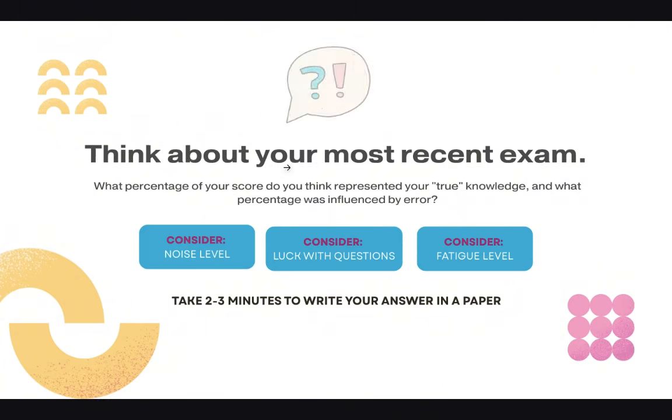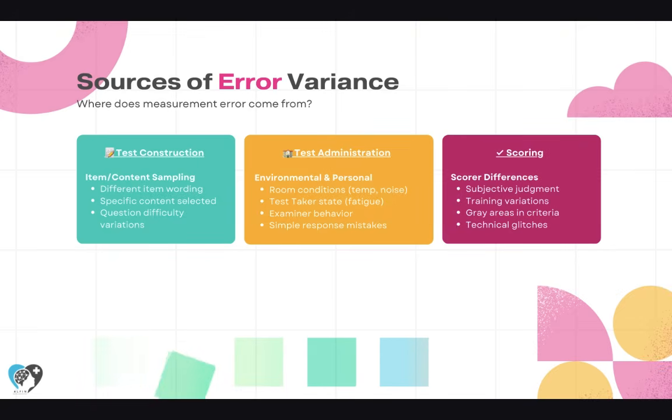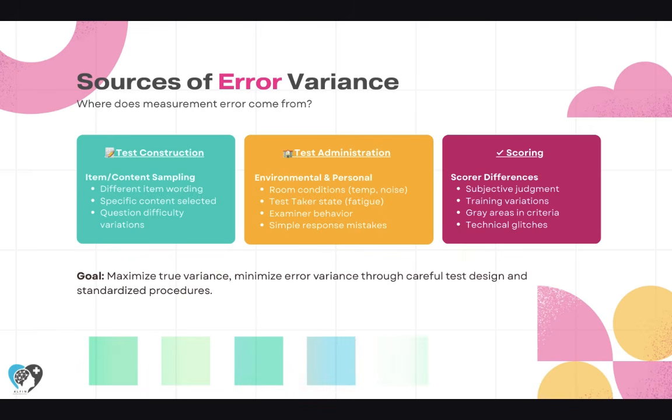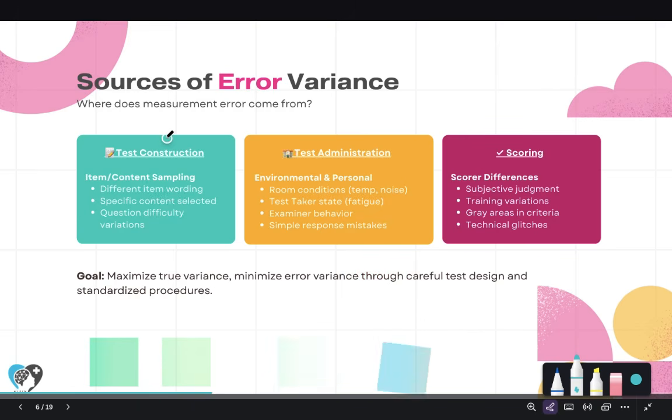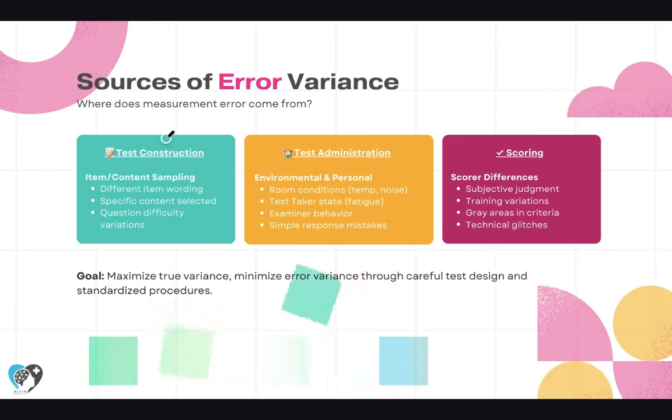So speaking of error, error variance, it comes from three main sources. So sa book, right, we have test administration, test scoring, and then other sources of error. And here I'm showing you three things. We have test construction, test administration, and also scoring. So let's go first with test construction.